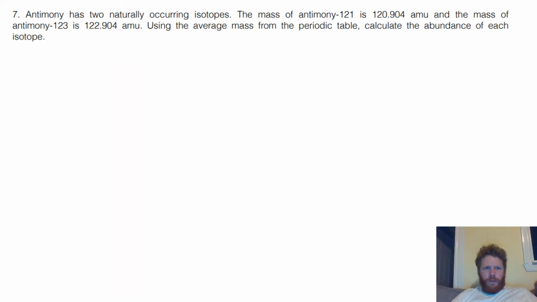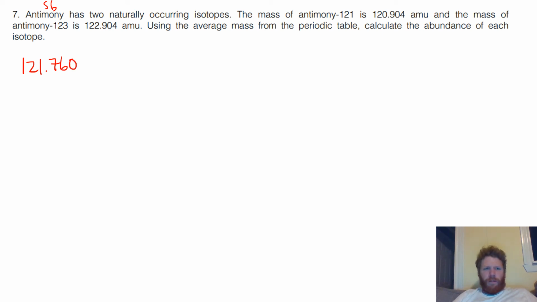Antimony, which is Sb, has 2 naturally occurring isotopes. The mass of antimony-121 is 120.904 AMU, and the mass of antimony-123 is 122.904 AMU. So using the average mass from the periodic table, calculate the abundance of each isotope. The average mass that I found on the periodic table is 121.760.